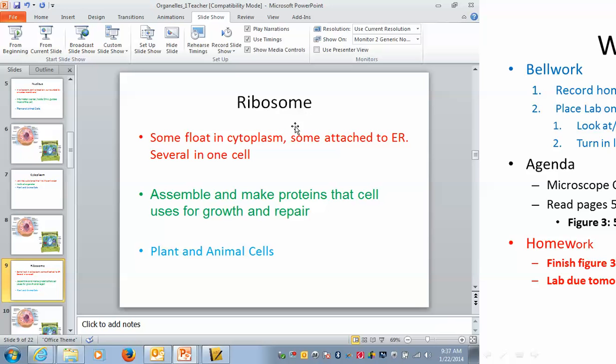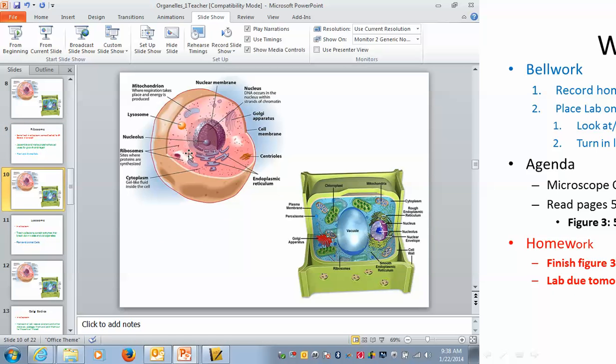Now, the next part of the cell we're going to talk about are the ribosomes. Some of the ribosomes float in the cytoplasm, and a lot of them are attached to the ER, the endoplasmic reticulum. There's several in one cell. You need a lot of these. They assemble and make proteins that cells use for growth and repair and other functions. Both plant and animal cells have ribosomes. And if we take a look here, all these teeny tiny little dots in the cytoplasm, those are ribosomes, but the ribosomes could also be attached to the ER, which is the endoplasmic reticulum.